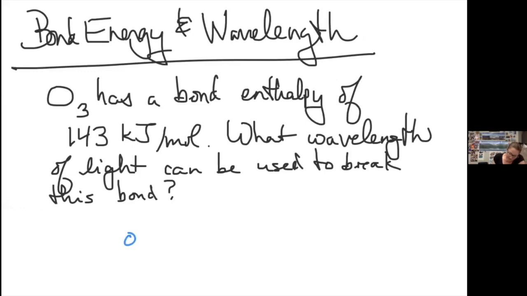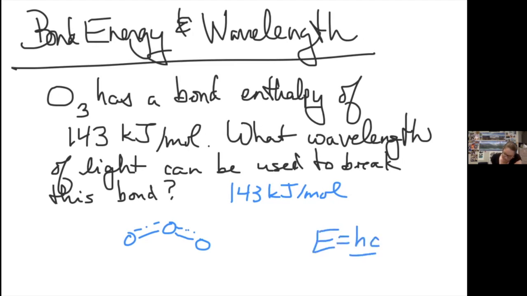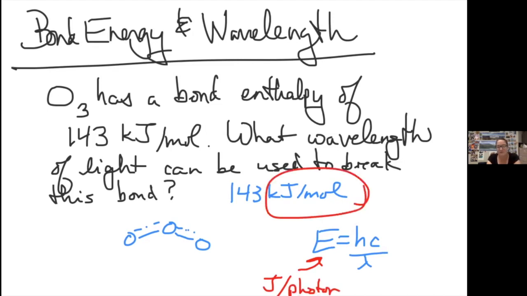We have ozone, which is a resonance structure, and it takes a certain amount of energy to break the bond. When we say 143 kilojoules per mole, that's if I'm going to break 6.02 times 10 to the 23rd bonds. That's how many kilojoules it'll take. The issue is when I want to find the wavelength of light using this equation, this is joules per single photon of light. So this is for 6.02 times 10 to the 23rd pieces, and this is for one piece.